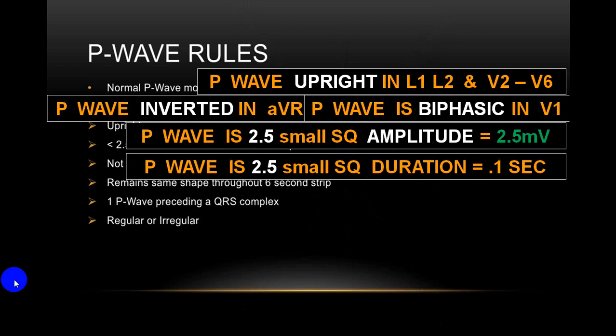A duration of more than 0.1 second is called broad, and an amplitude of more than 2.5 or more than half of the R-R interval is called tall.